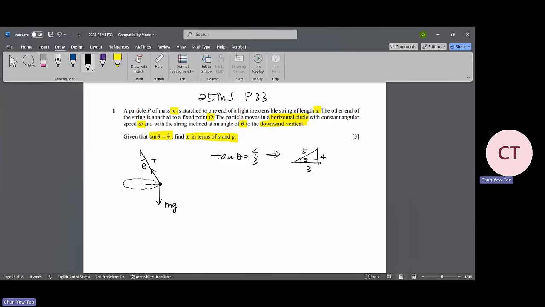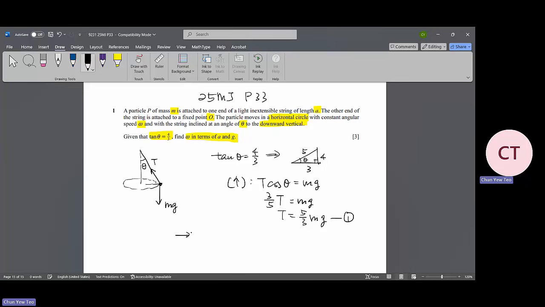Okay, so now we resolve the forces vertically. I have T cos theta is equal to mg. And since cos theta is 3/5, therefore we have T is equal to 5/3 mg. That will be equation number 1.